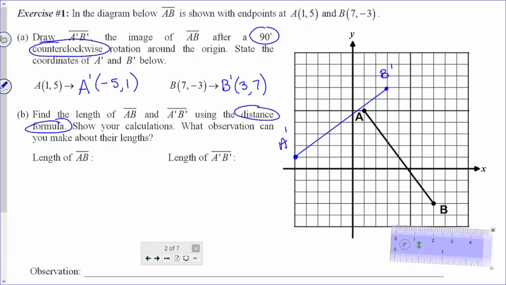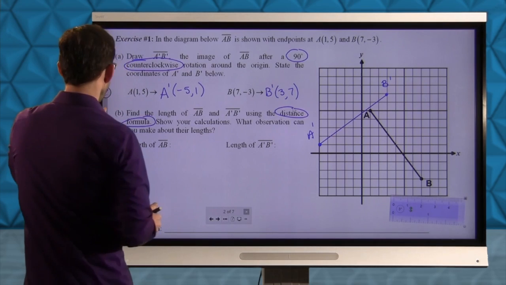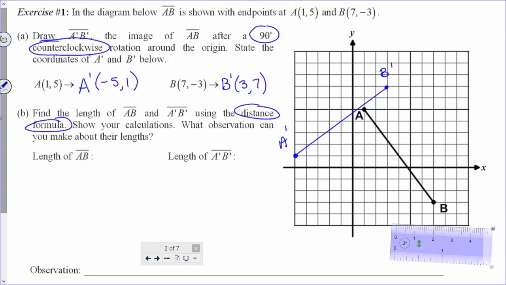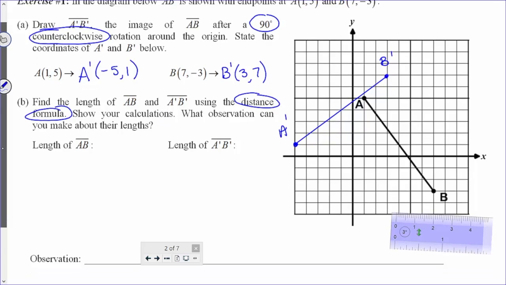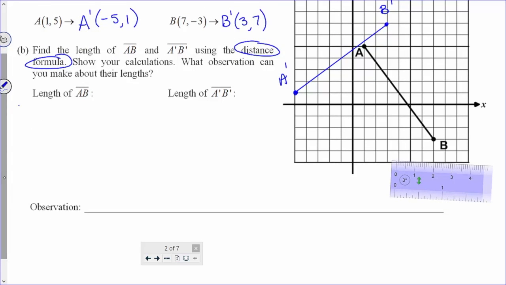All right, let's go through it. Let me actually write down my A and B right here. Well, actually, I guess they're sitting there, so I'll be able to see them. I'm going to pan this up a little bit like that. Let's do the distance formula.